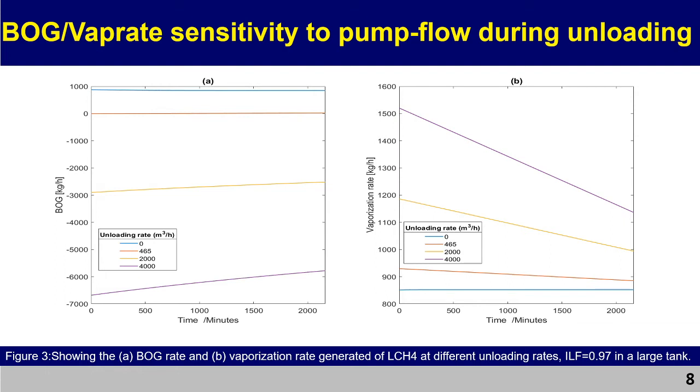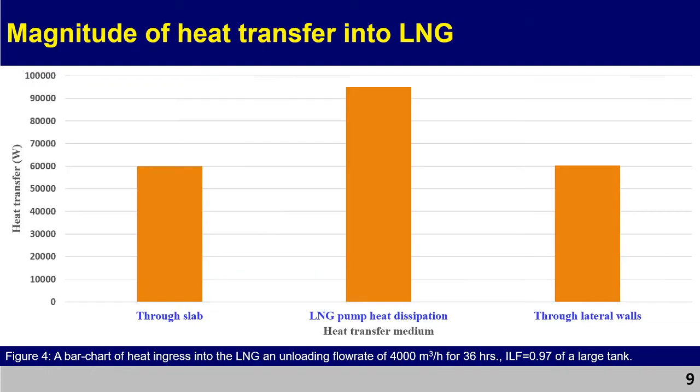In the vaporization rate, that is in figure 3b, as you increase the unloading rate from 0 to 4,000, you can see that the vaporization rate increases. One might argue and ask, why should the vaporization rate increase when you're taking LNG out? Because heat ingress goes into the LNG, and a reduction in the LNG volume obviously should reduce the vaporization rate, and that will be explained in the next slide.